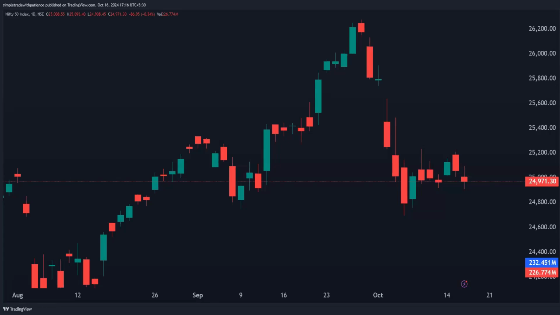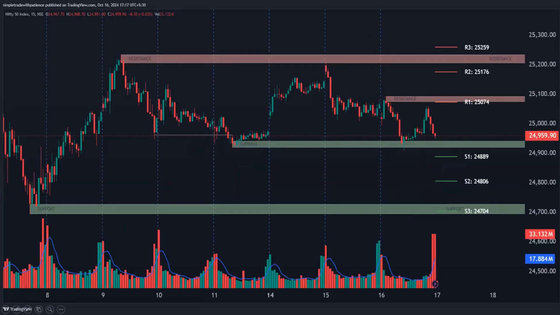Now, to break down today's session and the levels that could be used for tomorrow, we'll go ahead and take a look at the support and resistance levels. Now, as you can see, we have R1 placed at 25,074, followed by R2 at 25,176, and R3 at 25,259. On the lower side, we have support S1 placed at 24,889, S2 at 24,806, and S3 at 24,704.